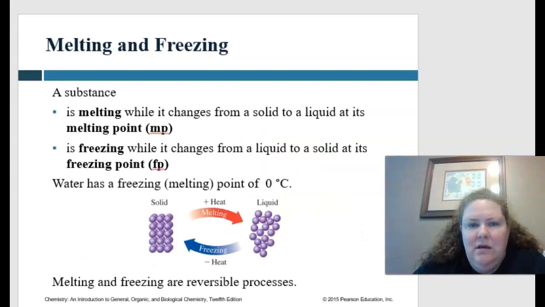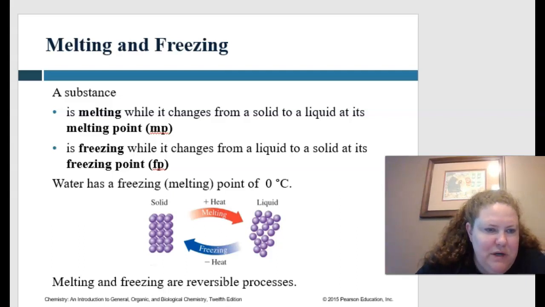So melting and freezing. A substance is melting while it changes from a solid to a liquid at its melting point. It is freezing when it changes from a liquid to a solid at its freezing point. And water has a freezing and melting point of 0 degrees Celsius. Okay, so melting and freezing are reversible processes, and you know that we can go from solid to a liquid or liquid to a solid, and that both are going to happen at 0 degrees Celsius. Okay, so that one seems pretty straightforward and easy, but of course when we get to more examples, it can get a little bit more complex.